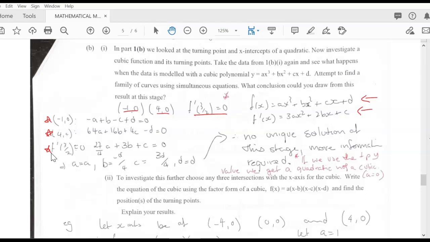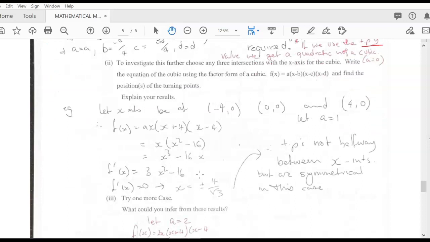We need more information. So if we had the turning point y value, we get a quadratic, not a cubic. So we need a little bit more information to make it a cubic. When it says what conclusion can we make, we can just say that we don't have enough information. We've got enough information for a quadratic, but not enough for a cubic. So that's why we couldn't find the values of a, b, c, and d.